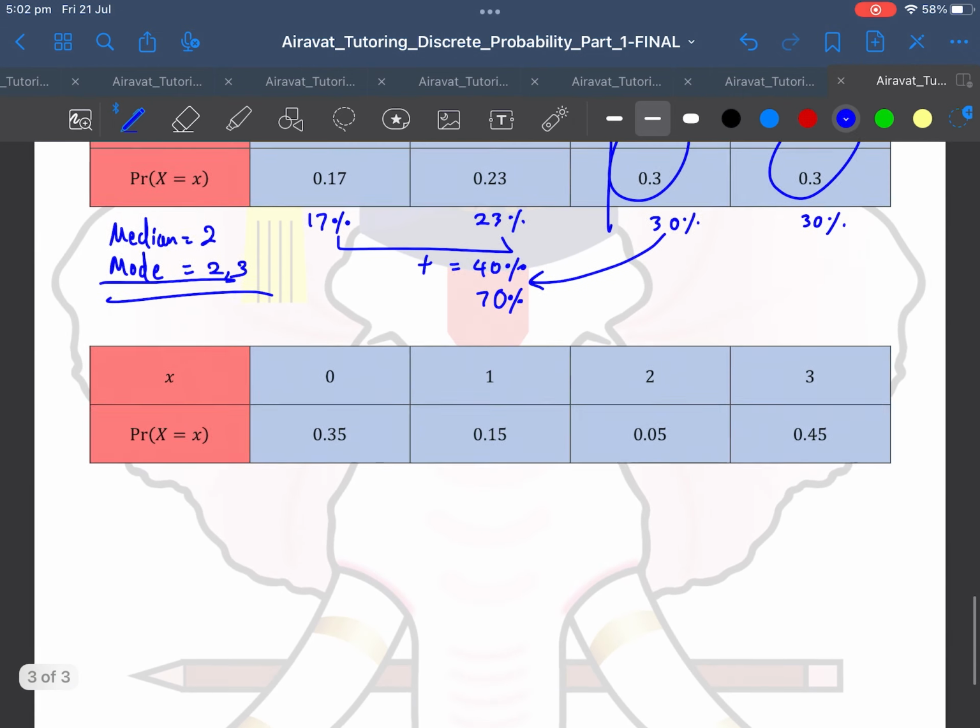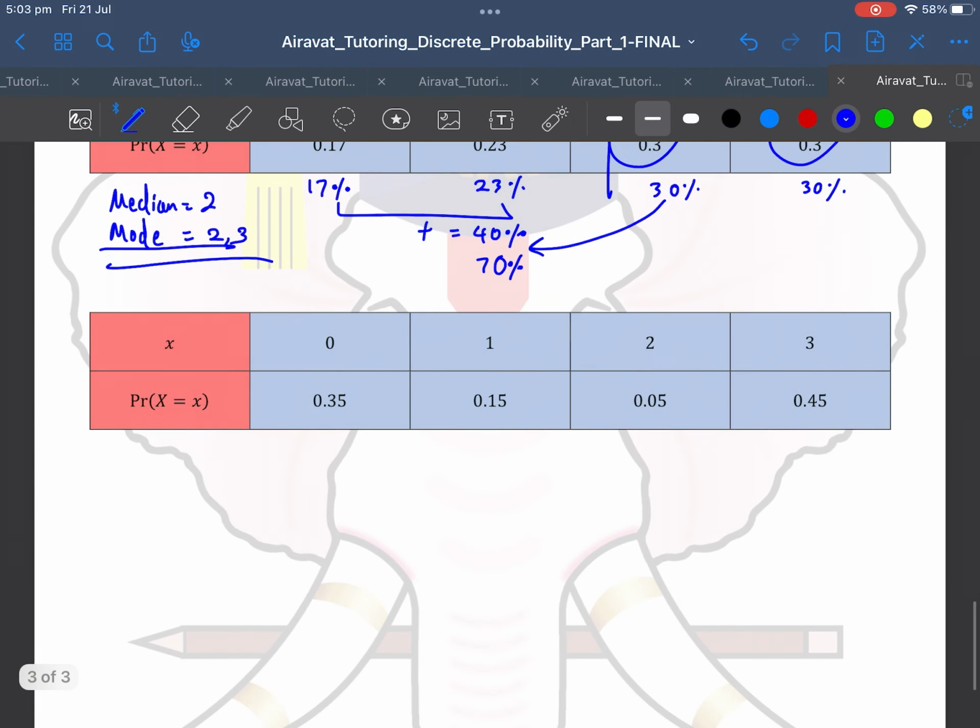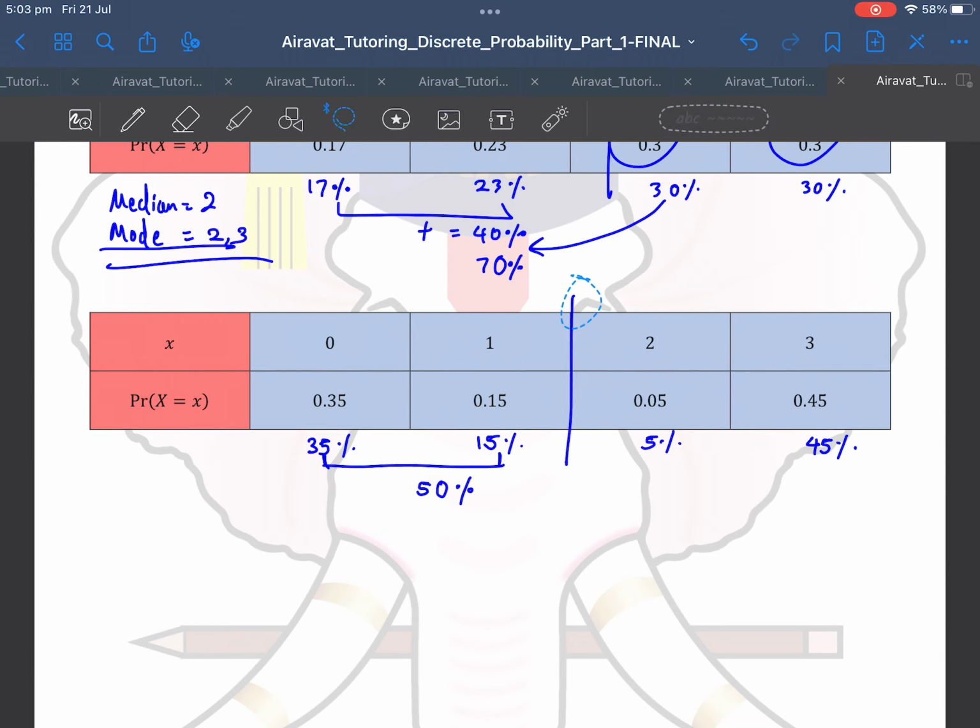But yeah, alright, now let's move on to this other PMF. So again, probability of x equals 0 is going to be 35%, 1 is going to be 15%, 2 is going to be 5%, and 3 is going to be 45%. Now, let's add these two up, we'll get 50%. Okay, so 50% lies right over here. It does not lie between 0 and 1, because as we add 0 and 1, exactly then right after we get 50%. So it's going to be right on this line over here.